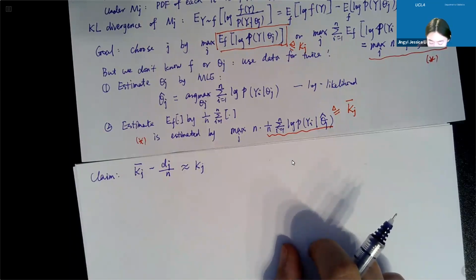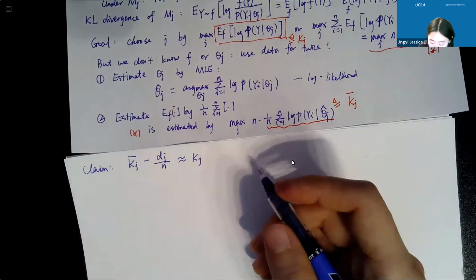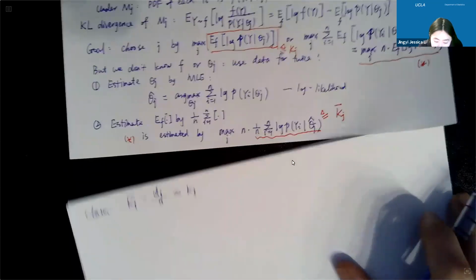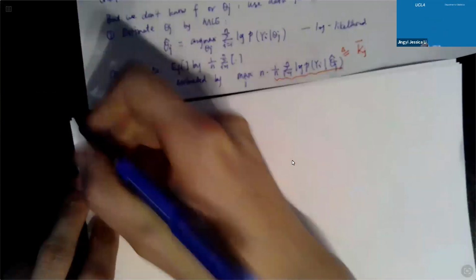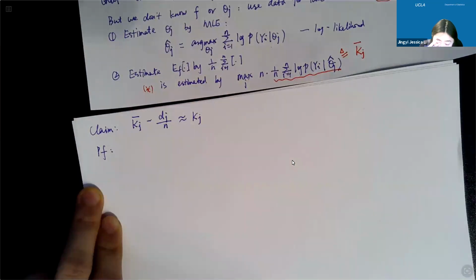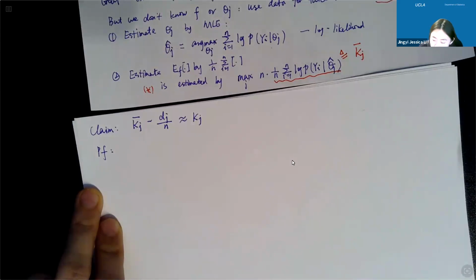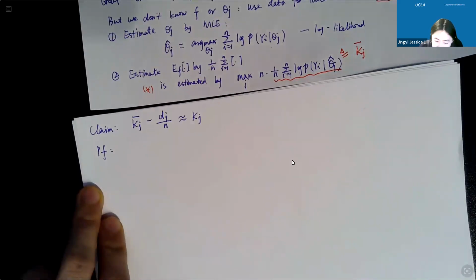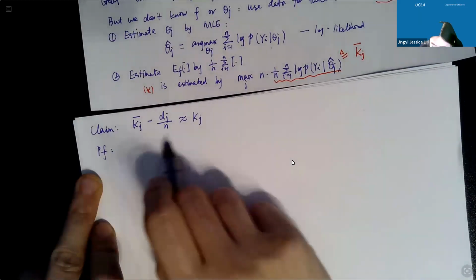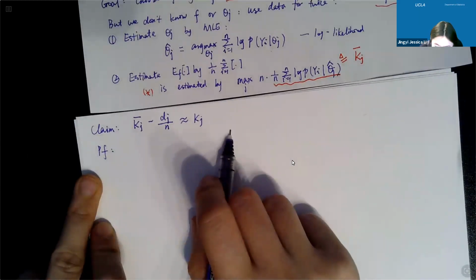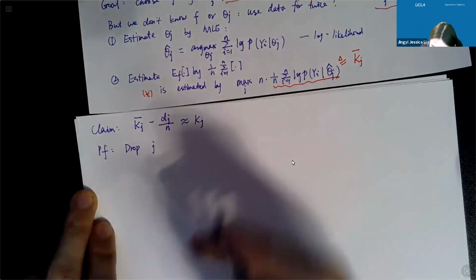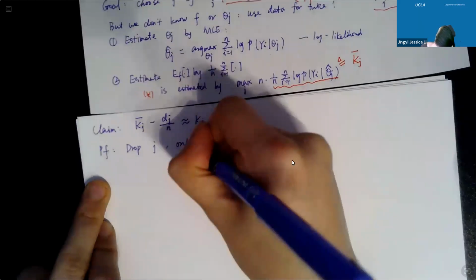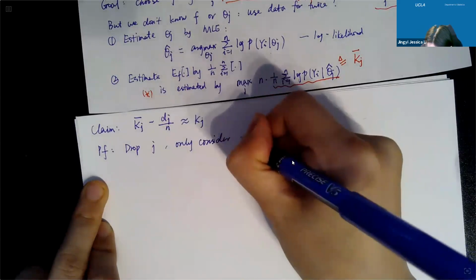Okay, so how do we prove this? How do we show this claim is reasonable? I would say it's a pretty non-rigorous proof, but it's just the way AIC was derived. It uses a lot of approximations in a very brave way. For the sake of notation simplicity, we will drop J, which means that we only consider one model.